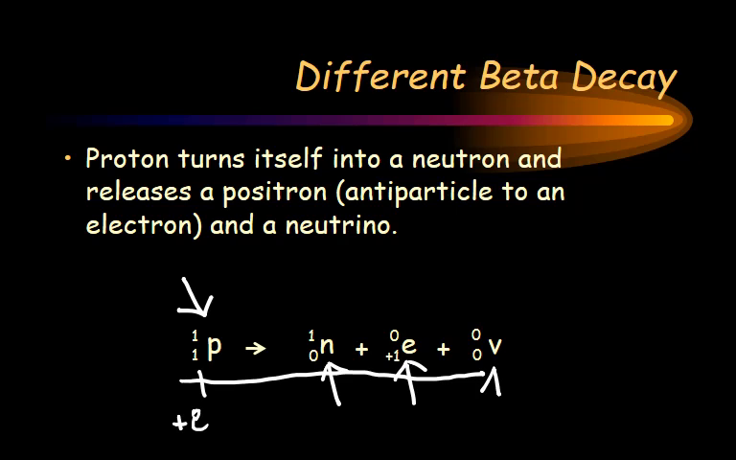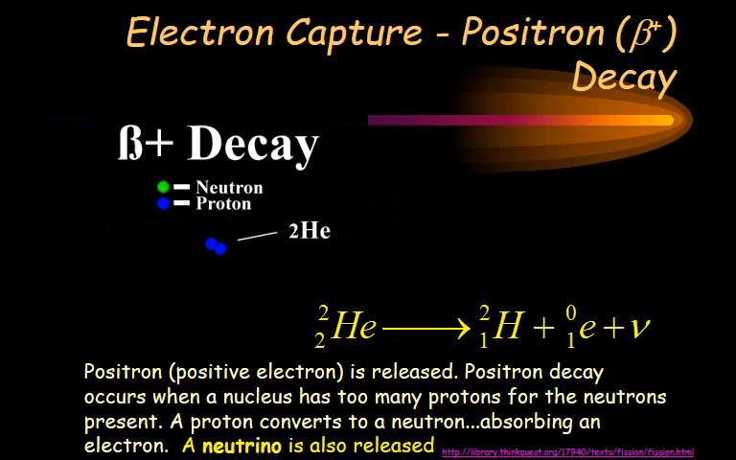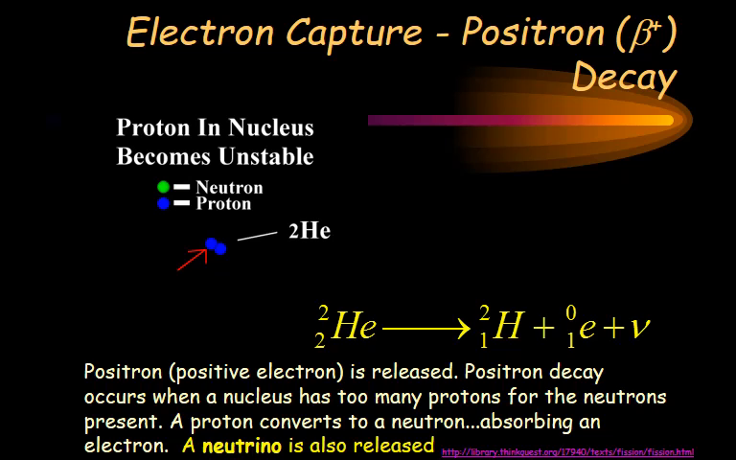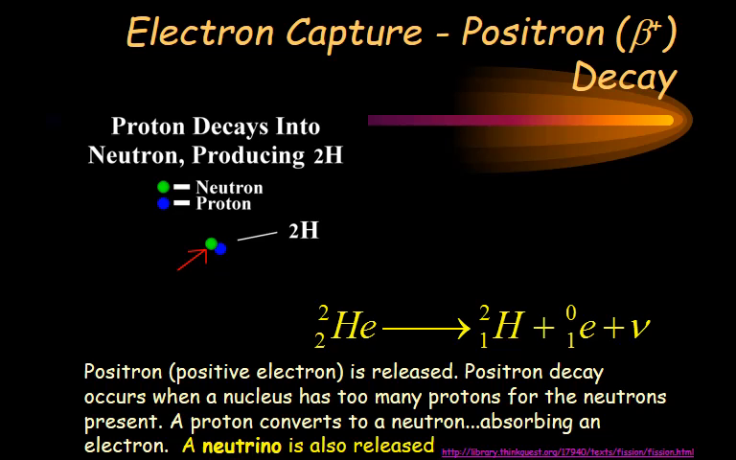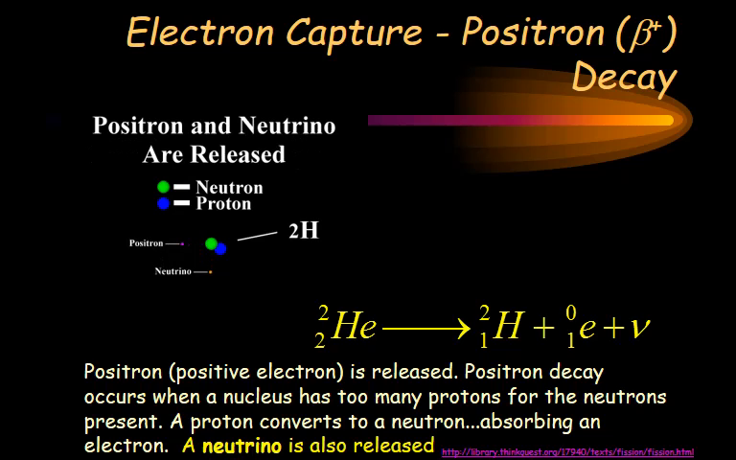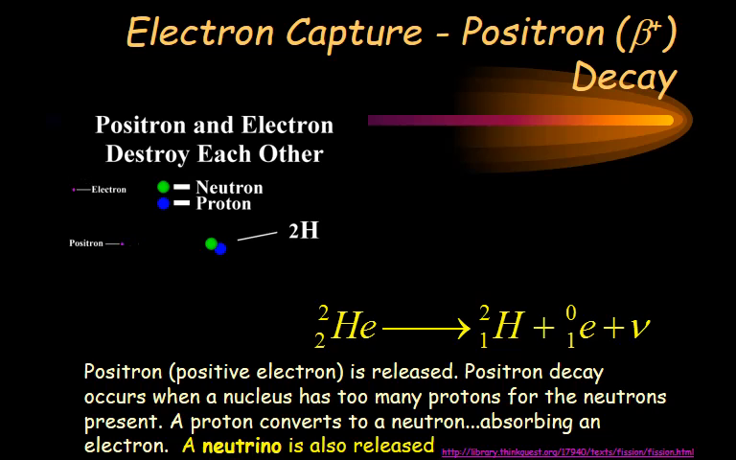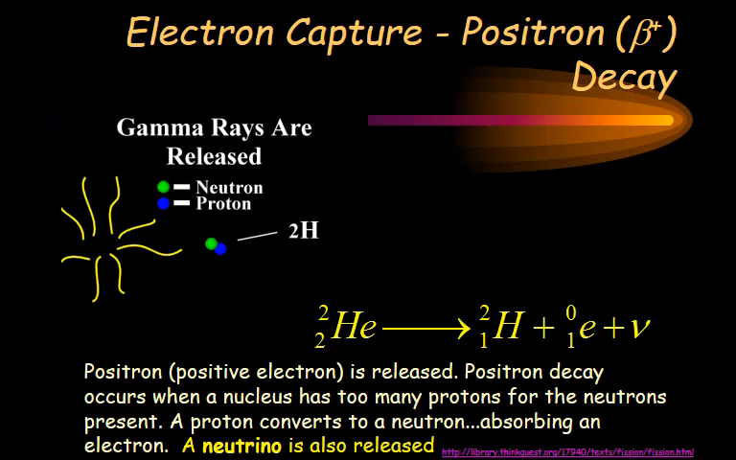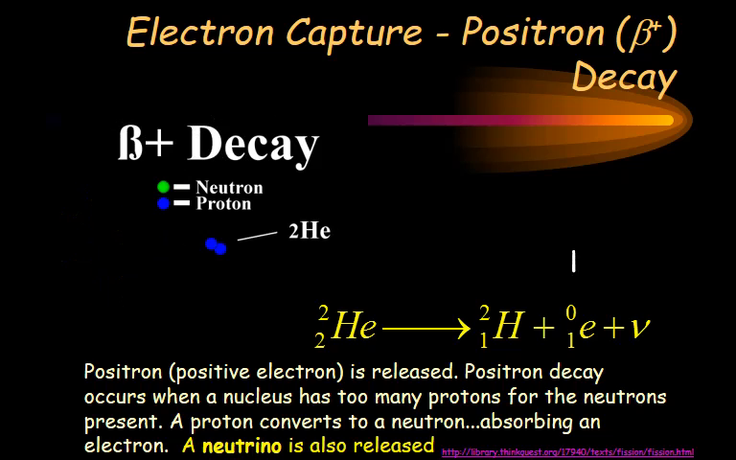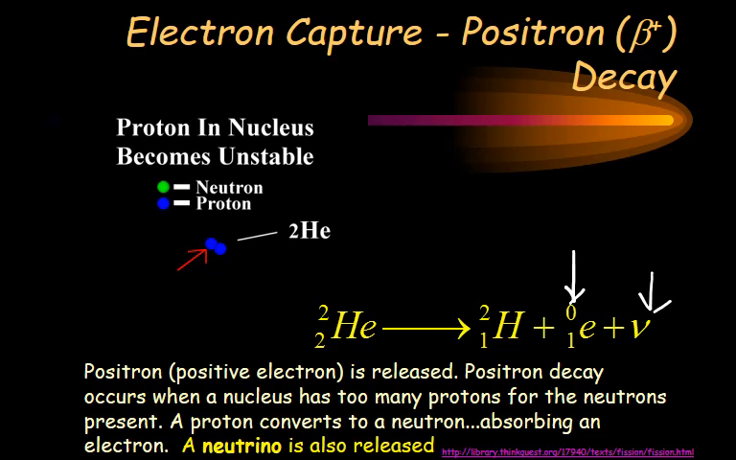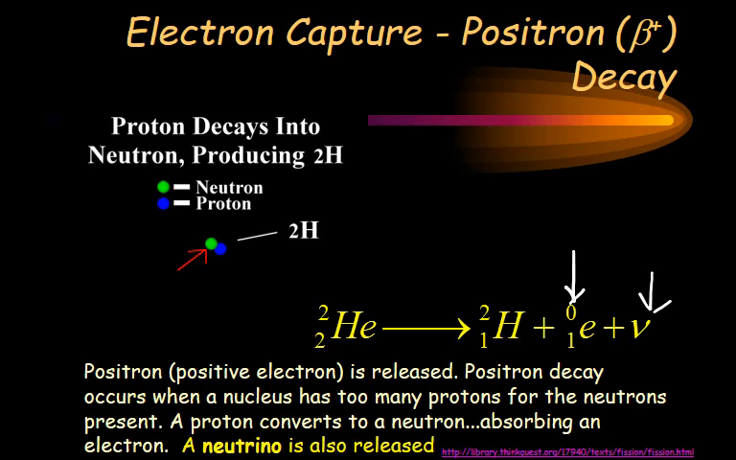It also shoots out a neutrino. So remember before where we had the electrons shoot out with an anti-neutrino; here the positron shoots out with a neutrino. And so we can write out this equation here. We have helium turning into hydrogen, and one of the protons of the helium turns into a neutron, so a proton into a neutron, and therefore shoots out a positron and a neutrino. And again, a neutrino is released, looking at conservation of energy and momentum.